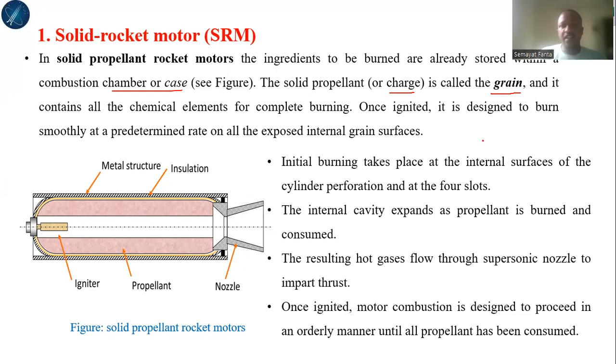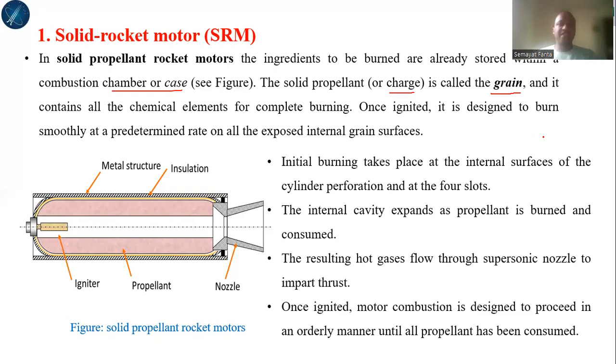And it is expected to be burned at a very smooth and predetermined rate. Means the burning should be predetermined. It has to be designed in the proper method. We don't need any detonative type of burning. We don't need deflagration type of burning, but a smooth burning of propellant is required.